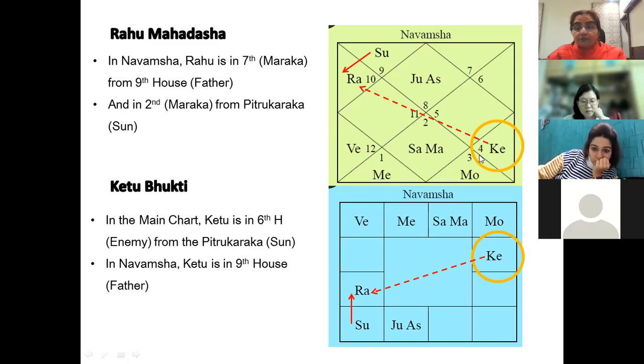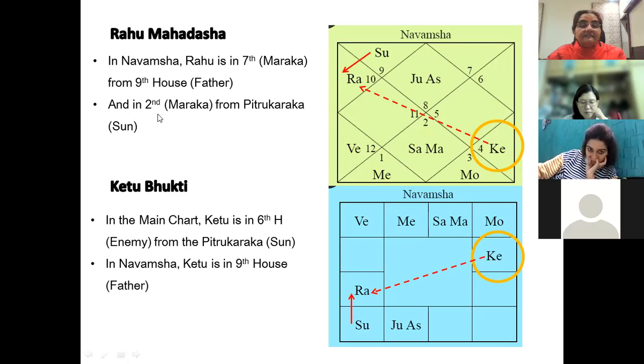We are considering the house also. Ashna, so far we were discussing only the sign from Navamsha, but in this case he is discussing the house also. The Marka house will be the 7th. And from here, the 7th house is where Rahu is placed. In the Navamsha, Rahu is 7th, that is Marka from the 9th. So Rahu can kill his father.